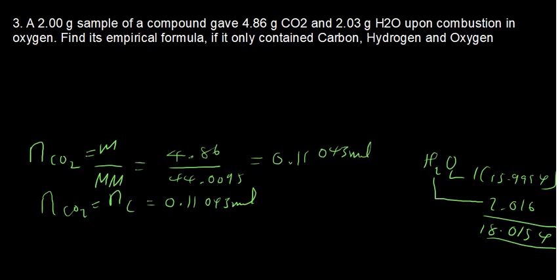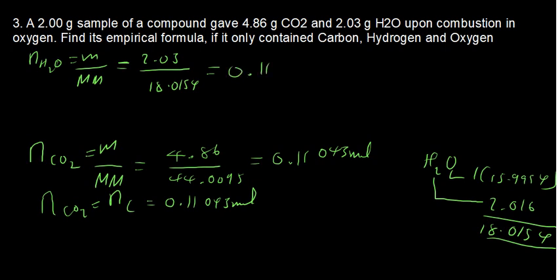Alright. So what are the number of moles of water? So number of moles of water is also mass over molar mass. So the mass of water we've been given is 2.03 over the molar mass we have found, 18.0154. So that will give us 2.03 divided by 18.0154. That is giving 0.11268 moles.